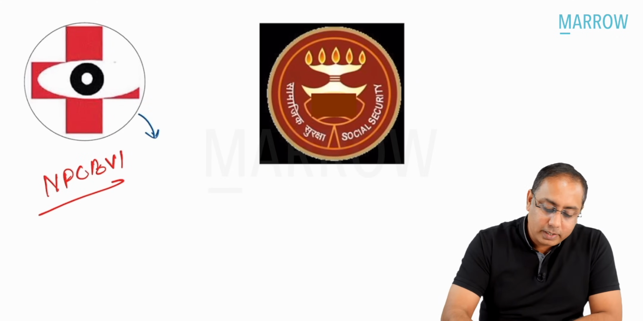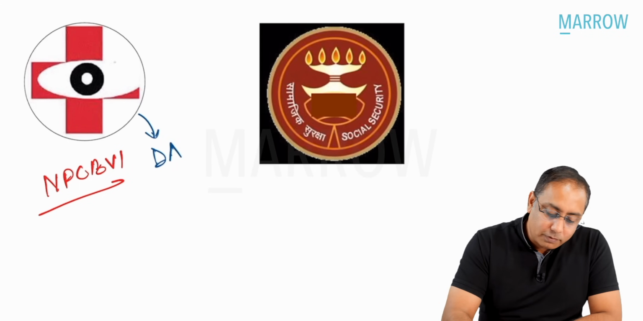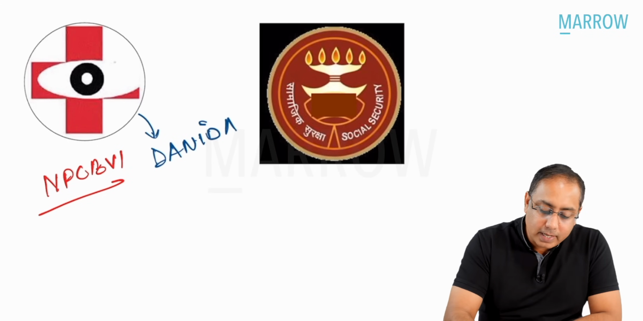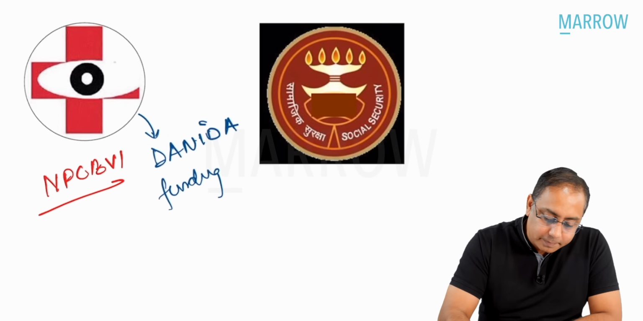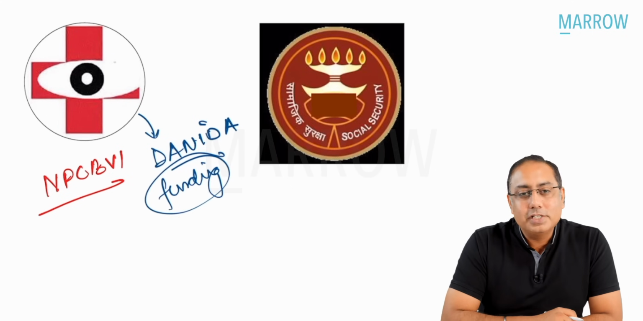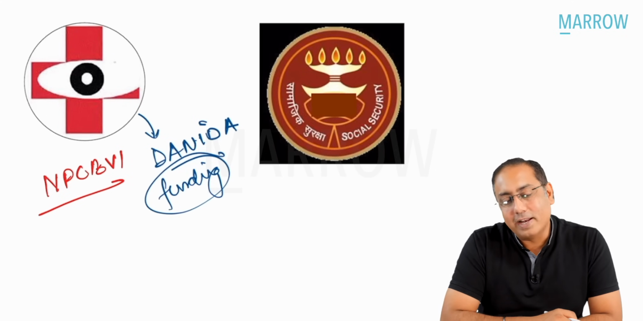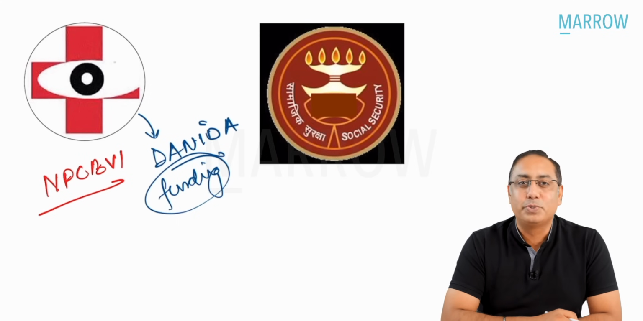Why is there a red cross behind it? It's actually not a red cross. It is the symbol from DANIDA. DANIDA stands for Danish International Development Agency, which is the main funding agency for the NPCBVI, National Program for Control of Blindness and Visual Impairment.